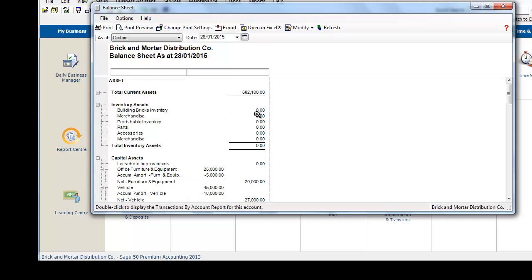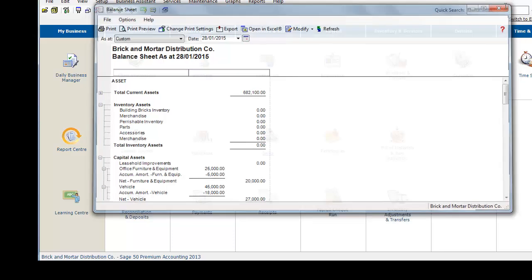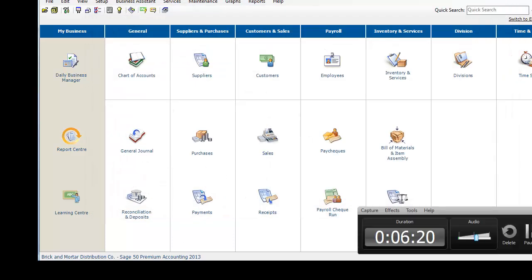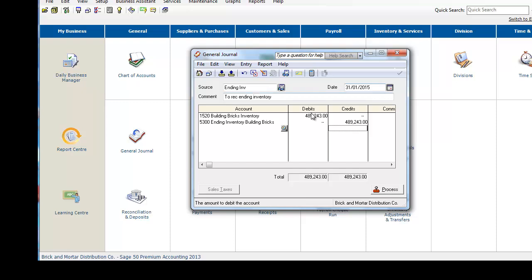If you notice, the bricks inventory has 0. Well, based on the inventory physical count, we need to record the journal entry. At the end of January 31st, we need to record the ending inventory, and the ending inventory journal entry is debit inventory on the balance sheet, $489,243. So we're telling our investors we have $489,243 worth of bricks, and the ending inventory will reduce our cost of goods sold, and we will demonstrate the moment we post the entry.